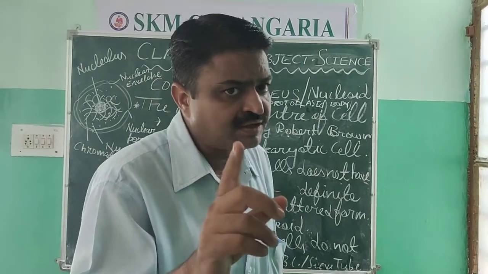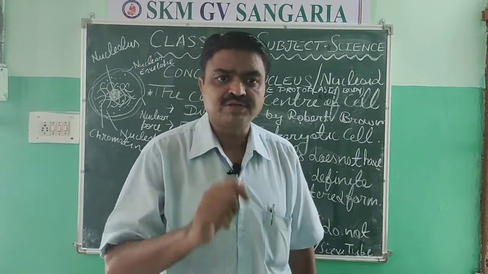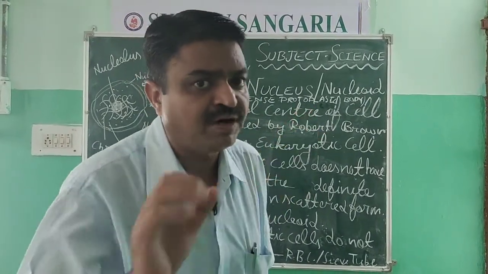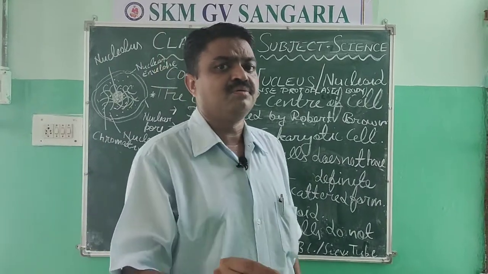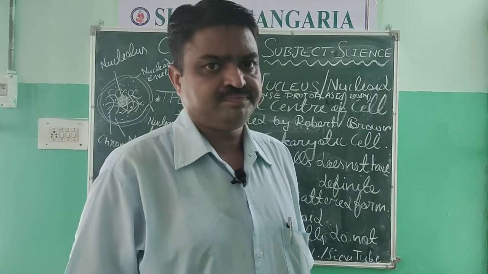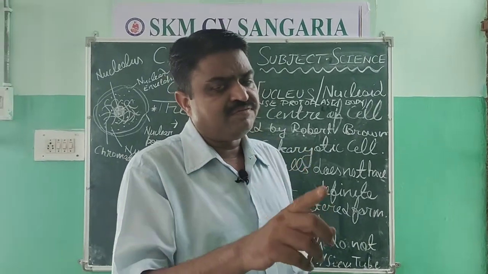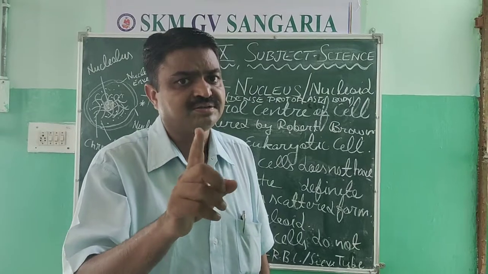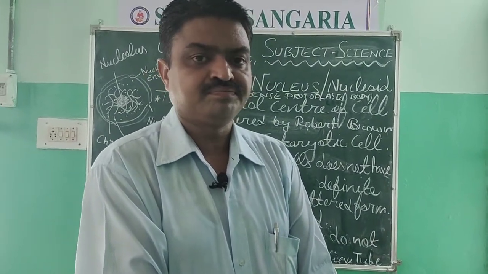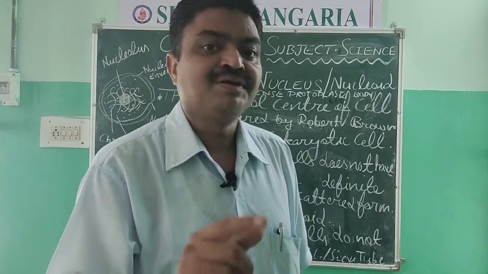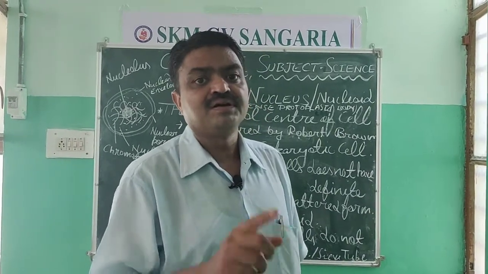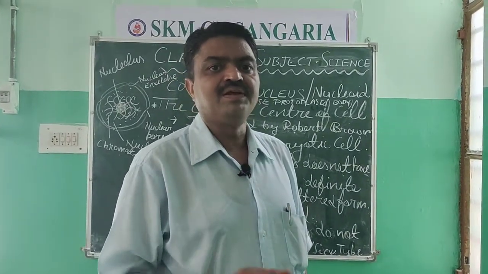Now in some eukaryotic cells it is absent, students, means it is not found, and it is the most important question from an exam point of view. So in which cells is the nucleus absent? Tell me if you know. It is RBC and sieve tube companion cells. It is absent.